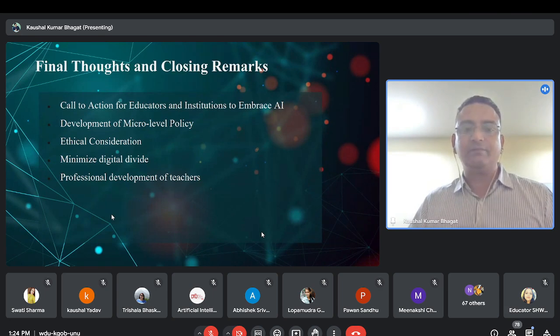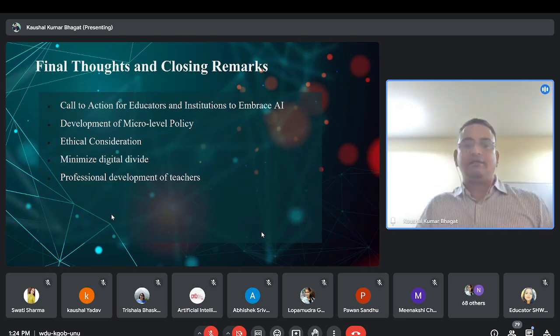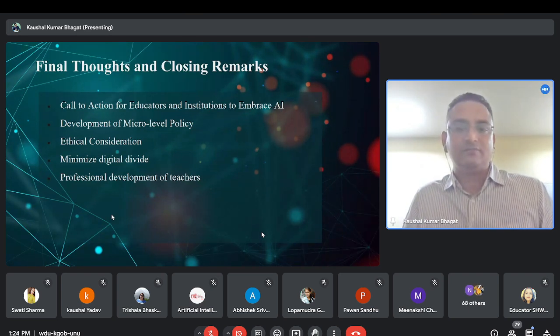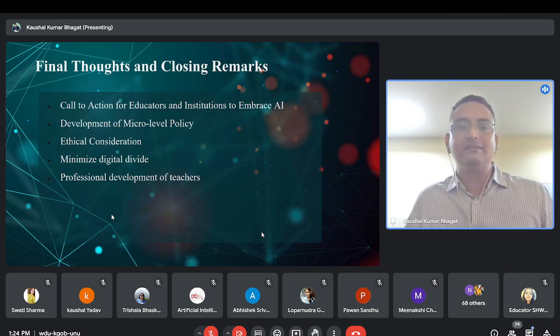Another thing is the development of micro level policy for artificial intelligence. In countries like China and others, and if you go to the US, you will find that the university or the school has its own policy for artificial intelligence. It's not only that they are following the government or national policy, but they have a micro level policy also, that we need to have.